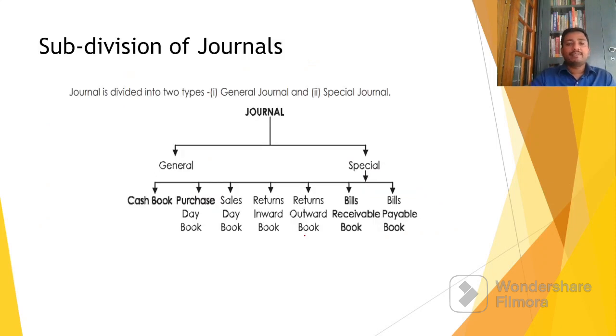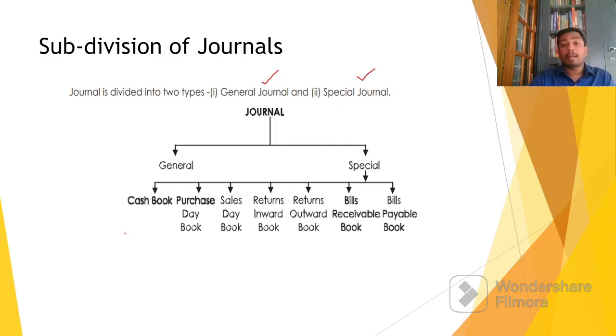Now we know a large number of transactions happen in the journal. If those transactions are recorded, we cannot generally summarize them. So there are subdivisions of journal, and the journals are divided into two: general journal and special journals. General journal means recording all the transactions commonly in one book of account, that is known as the general journal. But special journals means there is a certain classification.